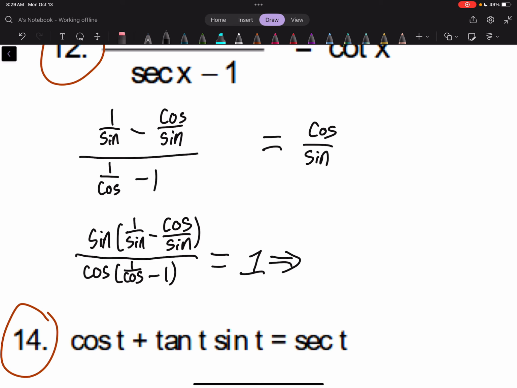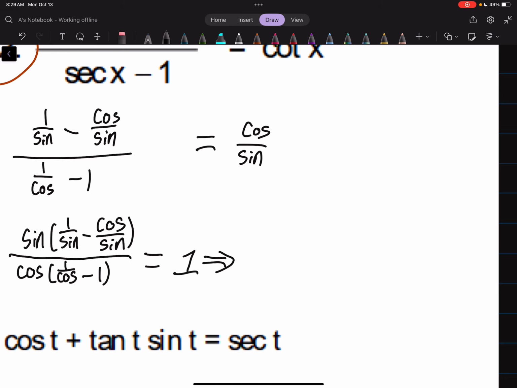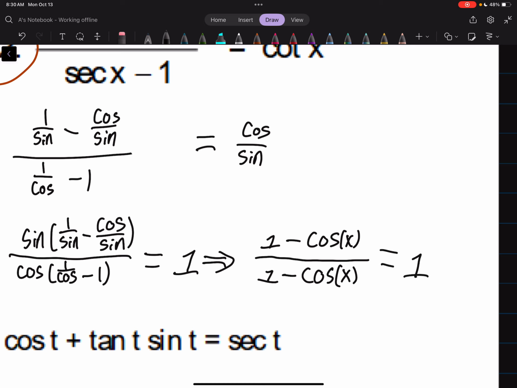From here I'm going to distribute. So sine times 1 over sine is just 1. Sine times cosine over sine is just minus cosine. I'm going to put in this x because I will be done at this step. Cosine times 1 over cosine is 1. Cosine times negative 1 is negative cosine of x. These are the same, and they do equal the 1. I'm finished.